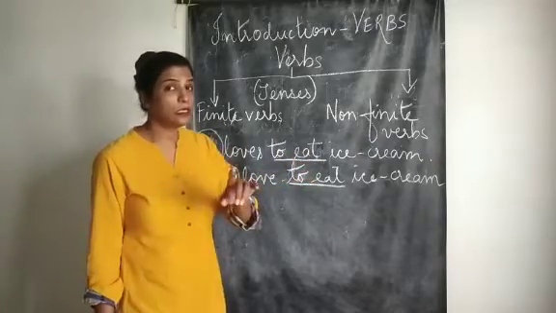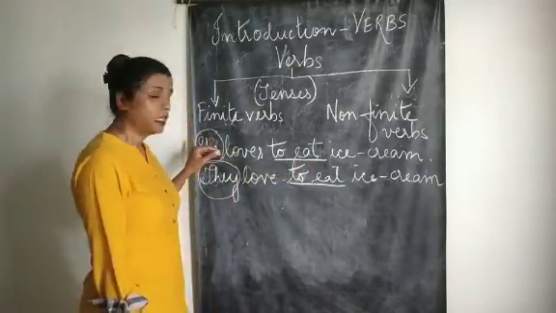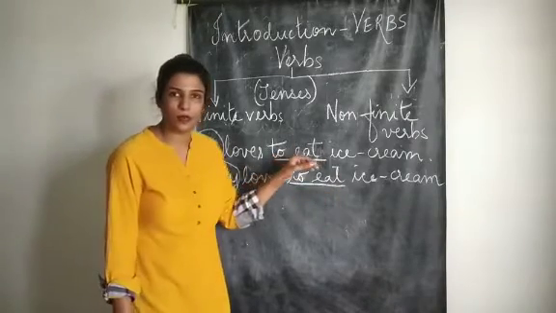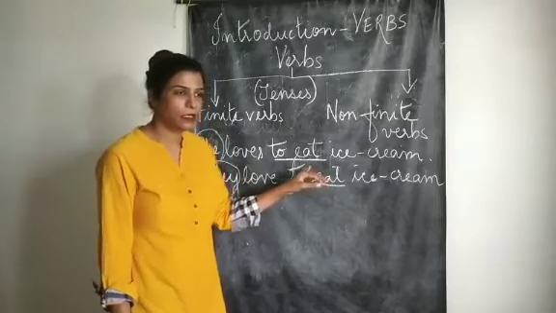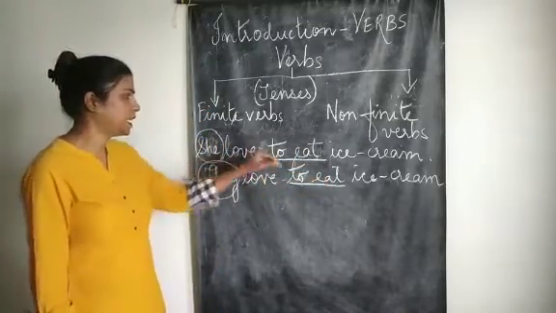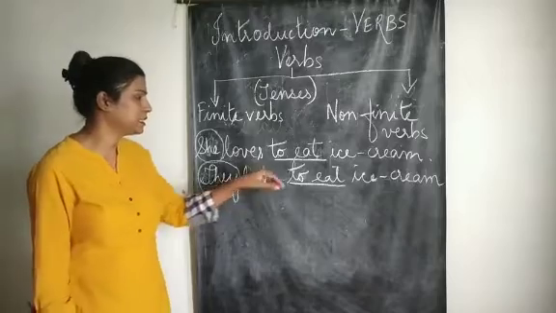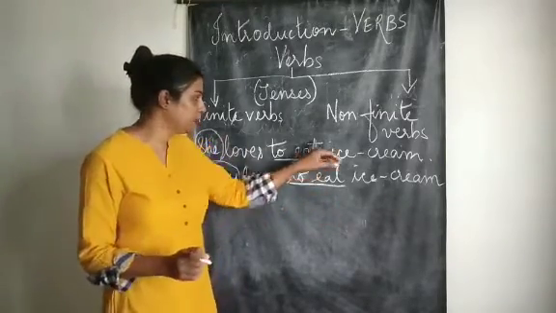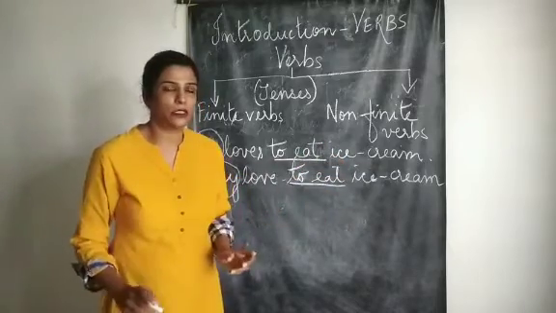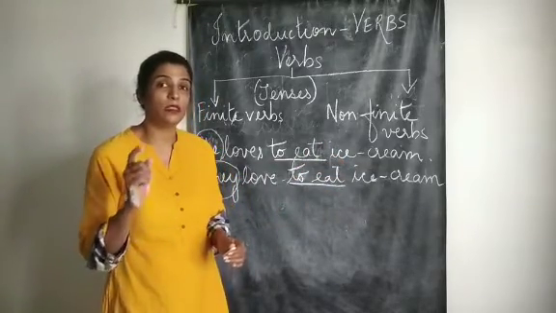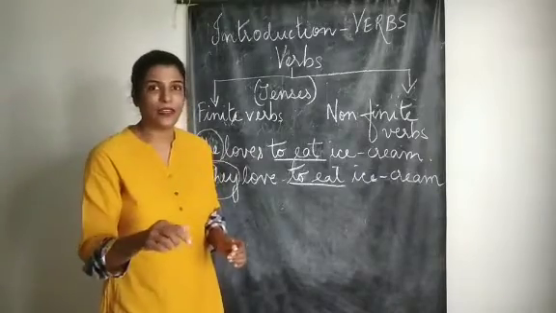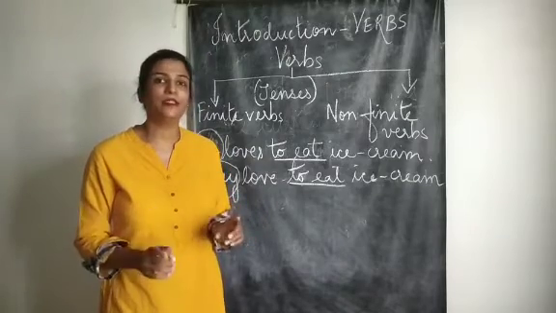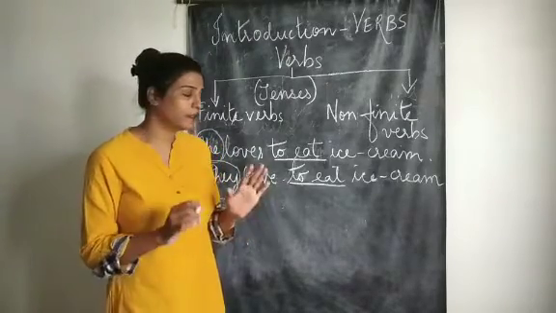But if you notice, there is no change on these verbs even if the subject is singular or plural. Eat is a verb. There is no change. Even if it is she, it is to eat. And even if it is they, it is to eat only. So these particular verbs did not change with the change in number in the subject. That is why they are called non-finite verbs.